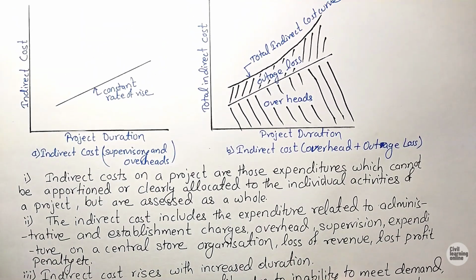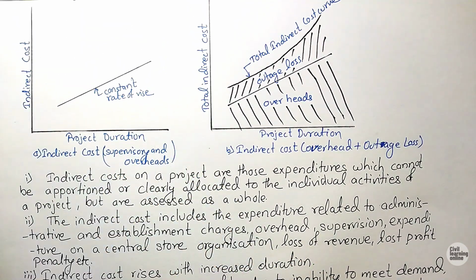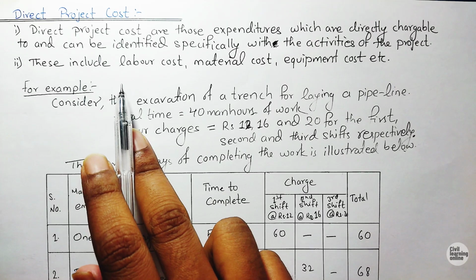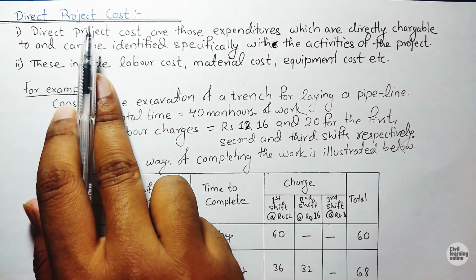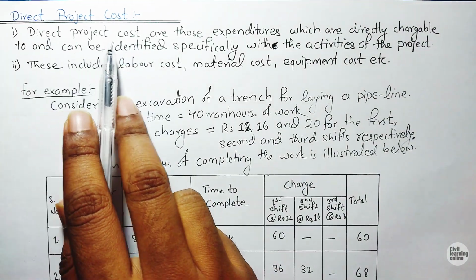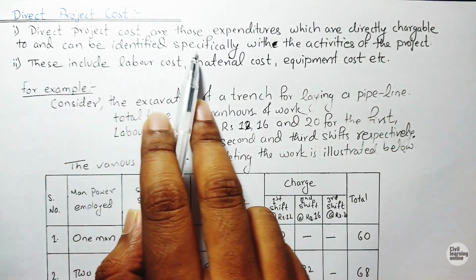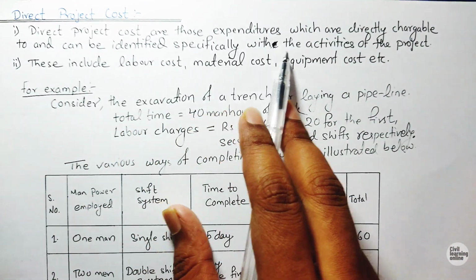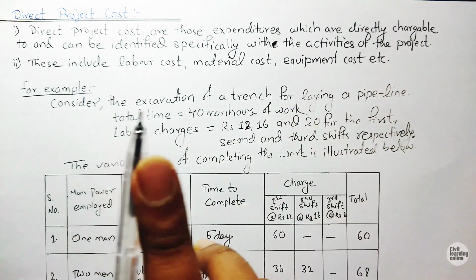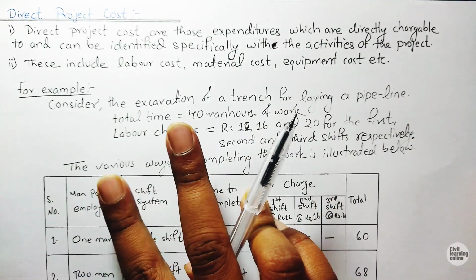It is clear that these two diagrams are followed while talking about indirect project cost in a project duration. So after learning about indirect project cost, here comes the direct project cost. What are direct project costs? Direct project costs are those expenditures which are directly chargeable to and can be identified specifically with the activities of a project. So here is the difference between direct and indirect project cost.